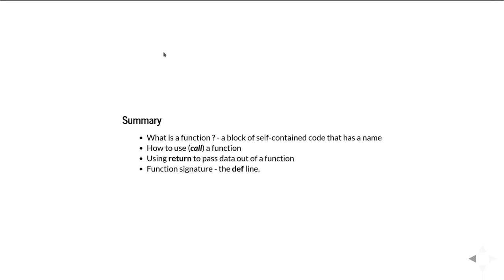So in summary, what we've covered: we've briefly defined what a function is, a block of self-contained code that you give a name to. We've talked about how you can call a function to use it. We've talked about how a function uses return to pass a result back to the code that called it. And we've talked about a function signature, the def line. And we've talked a little bit about how to pass values into functions, how to pass data to functions.